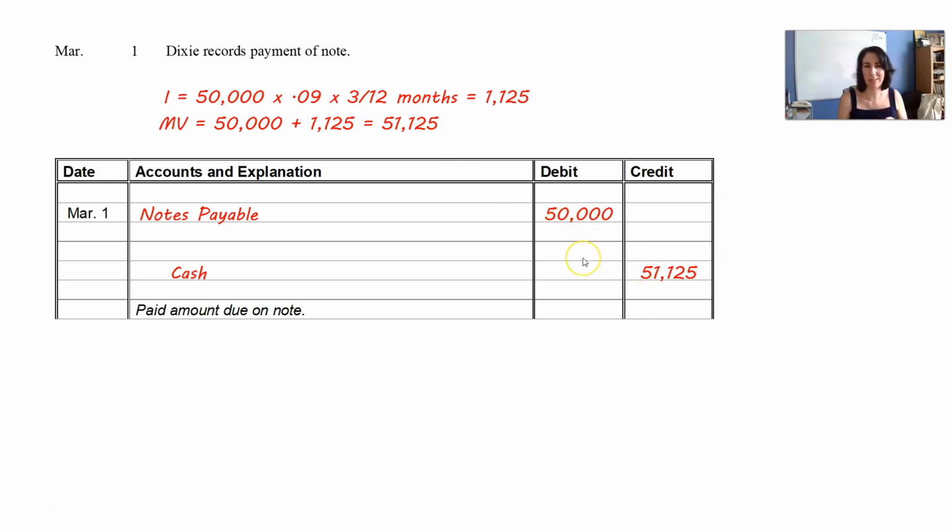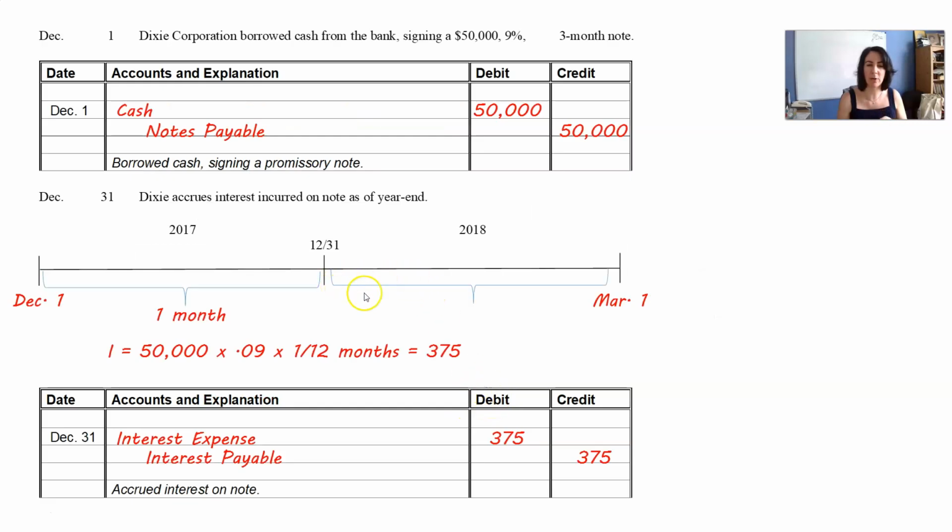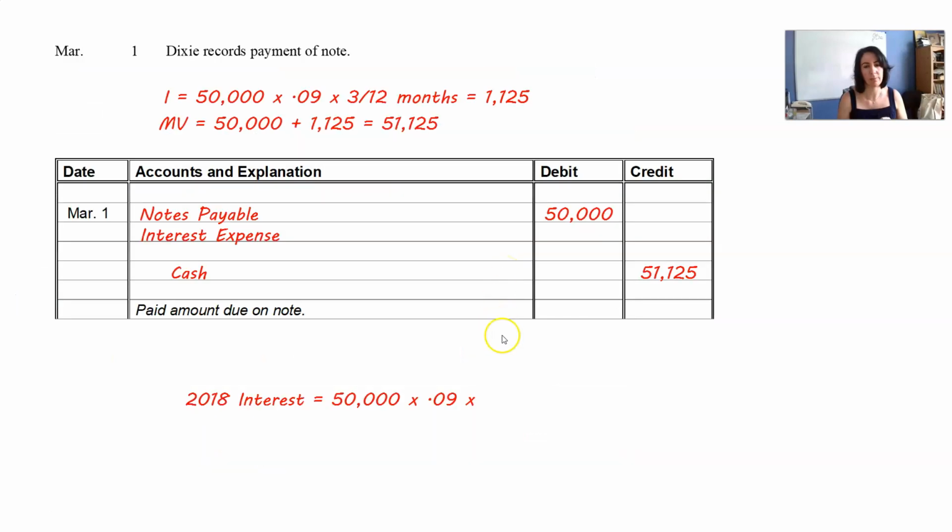Now, how do we treat this $1,125 of interest in here? Well, part of it is interest expense for this year, right? It's March 1st, so it's January and February, 2 months of interest. So the 2018 interest is $50,000 times 9% times 2 months, because we have to capture this piece here. We had interest expense in 2017 for 1 month. We have to capture 2 months in 2018. So times 2/12, that's $750. That is our interest expense, $750.